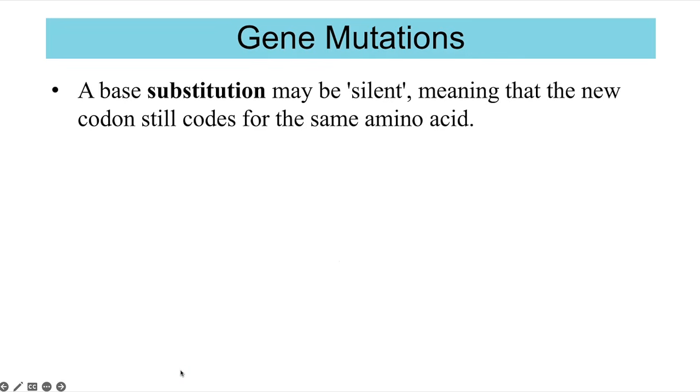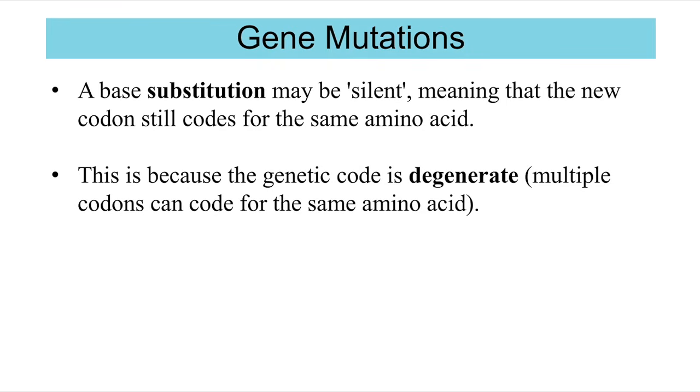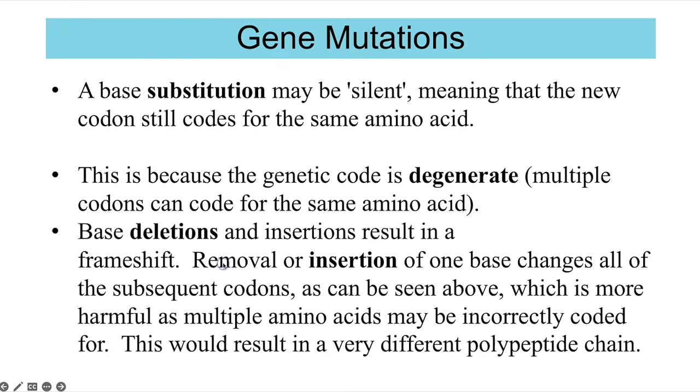Sometimes a substitution can be described as silent, meaning that the new codon still codes for the same amino acid. That's because of that feature of the genetic code we talked about, it being degenerate, meaning that multiple triplets of bases can still code for the same amino acid. However, those deletions or insertions can result in frame shifts where after the point of mutation, all of the subsequent codons are changed and therefore will probably code for different amino acids, and you'll get a very different primary structure or sequence of amino acids.